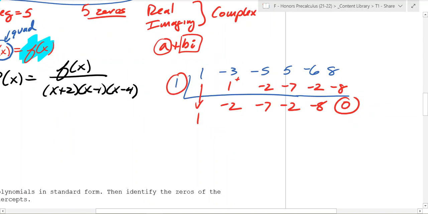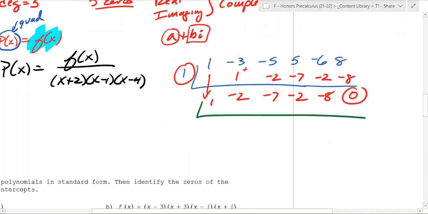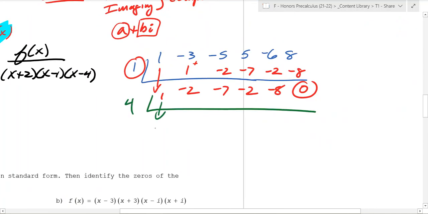What you then can do is take these numbers that you've ended up with and do synthetic division again with the next one. We just used 1, so let's use 4 now. We'll do 4 on this. You get 1, multiply, you get 4, add. So it's going to be 1, 4, 2, 8, 0.